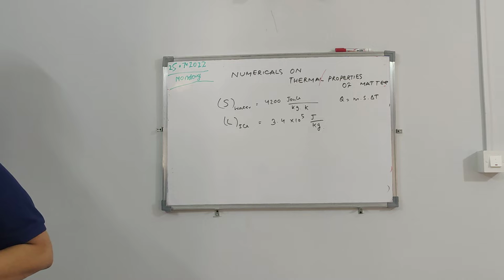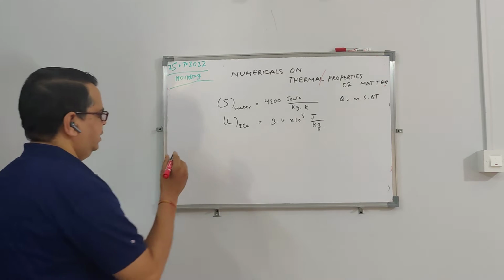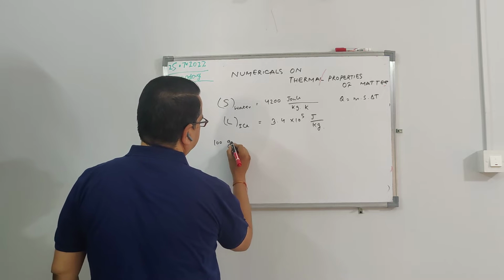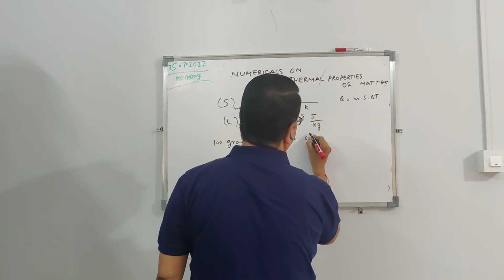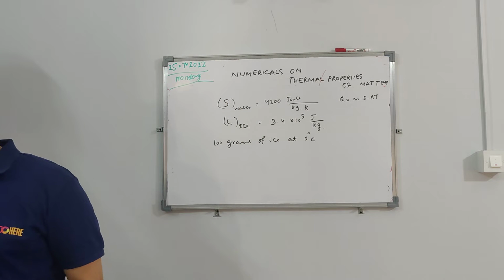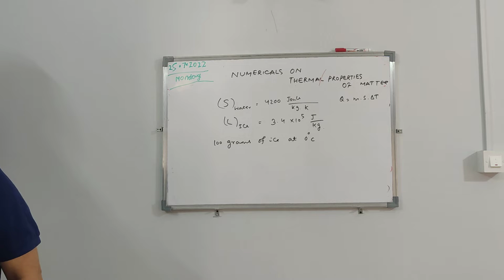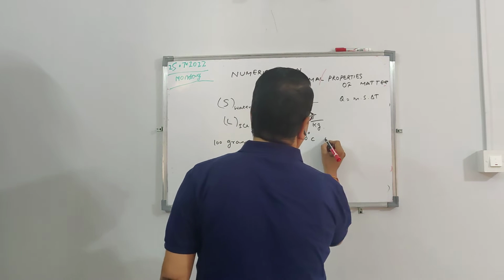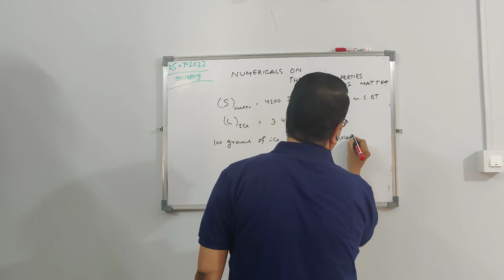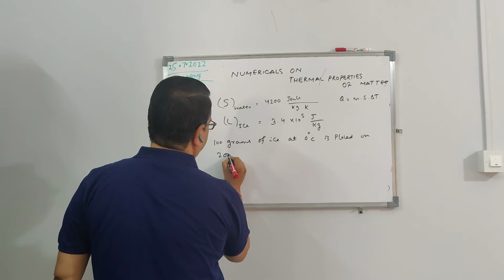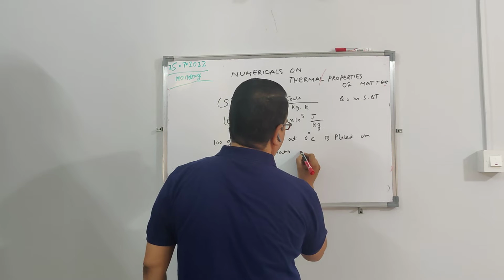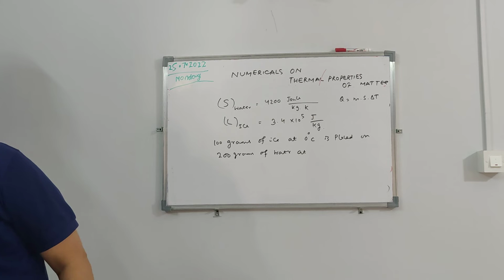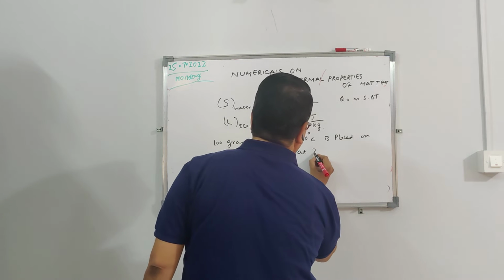So the question is like this: 100 grams of ice at 0 degree centigrade is placed in 200 grams of water at 25 degree centigrade. Okay.